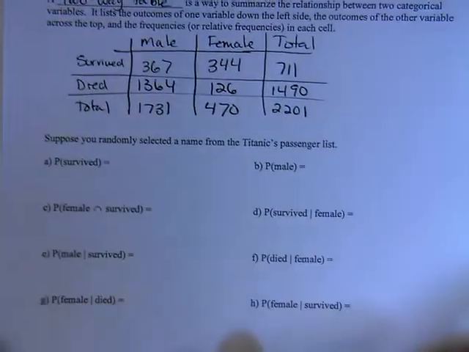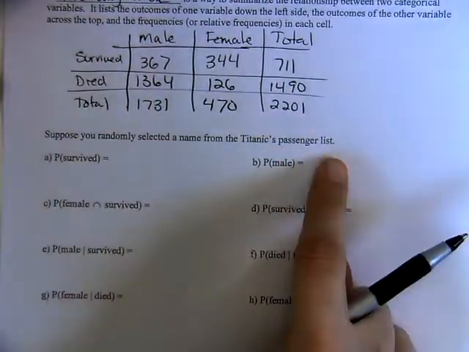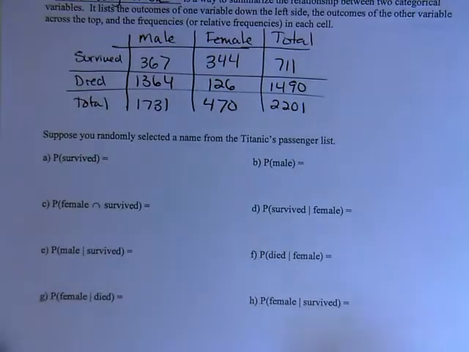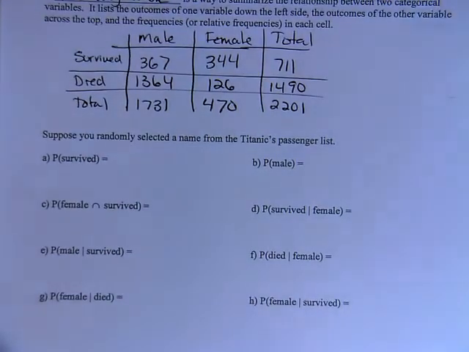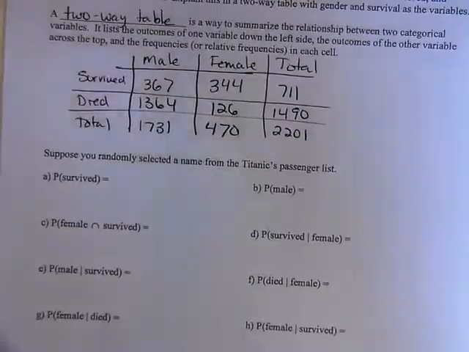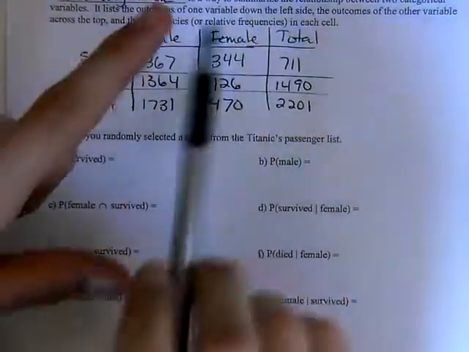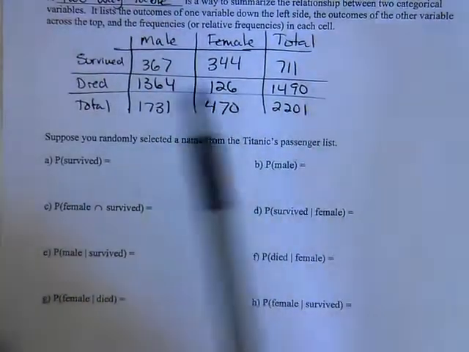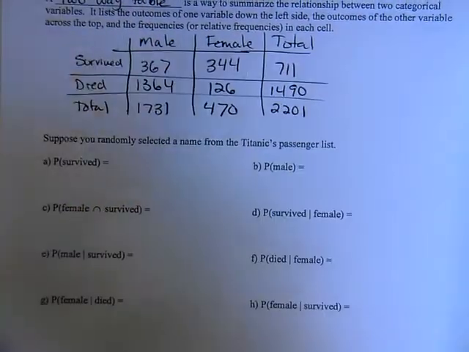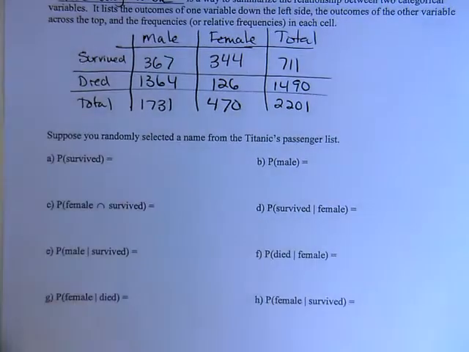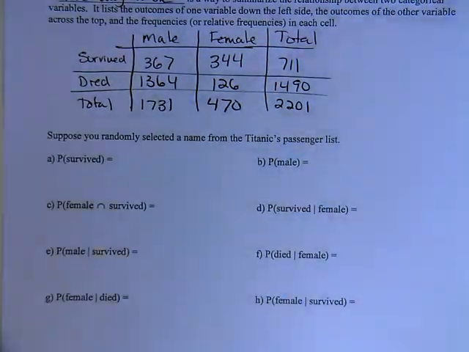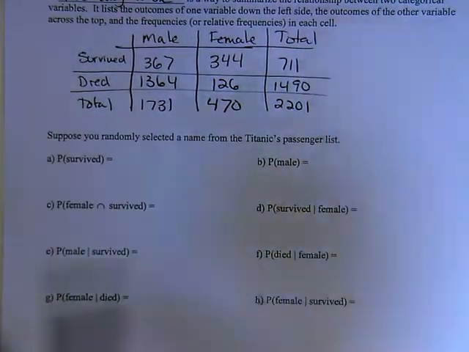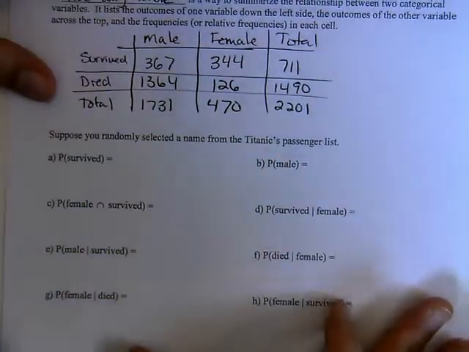So suppose we randomly select a name from the Titanic passenger list. Usually what I explain to them is there's a Titanic exhibit. It came to Greenville Village like a couple years ago. And usually what you do is you get a little card, and it's got your name on it, a name of a passenger, and a little info, and you go through the whole exhibit, and then at the end there's a big wall, and it tells you whether you lived or died. So it's kind of like we're trying to do that.